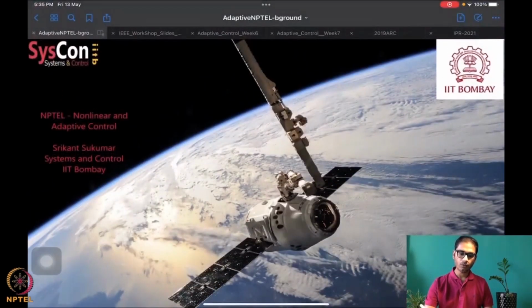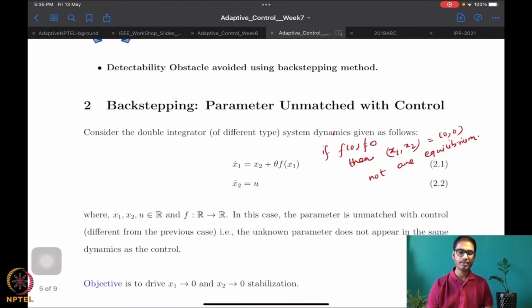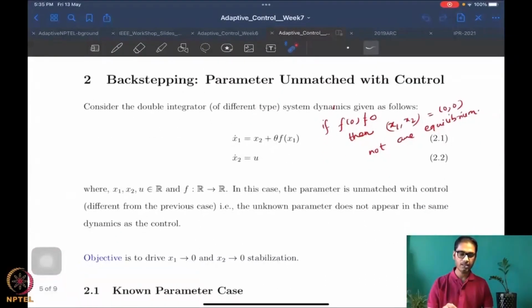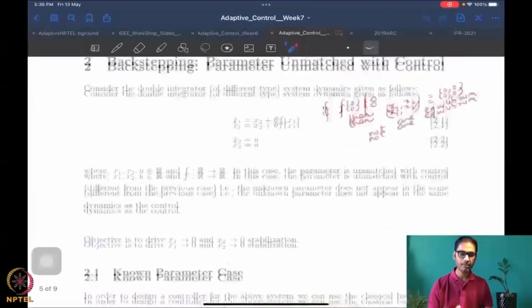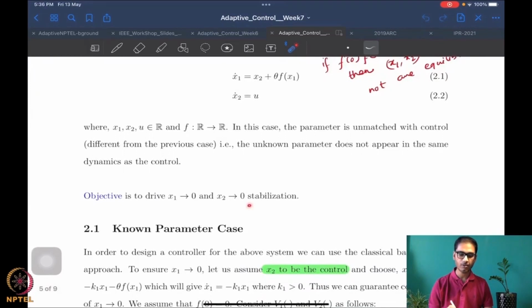So what we were doing last time was that we had started discussing the backstepping approach for the unmatched parameter case. In this case, what we have is that the unknown parameter appears in the state where there is no control. Okay, and we actually started with the known parameter case. So in order to simplify the treatment, we just had stabilization as the objective. That is, we just want both states to go to 0.